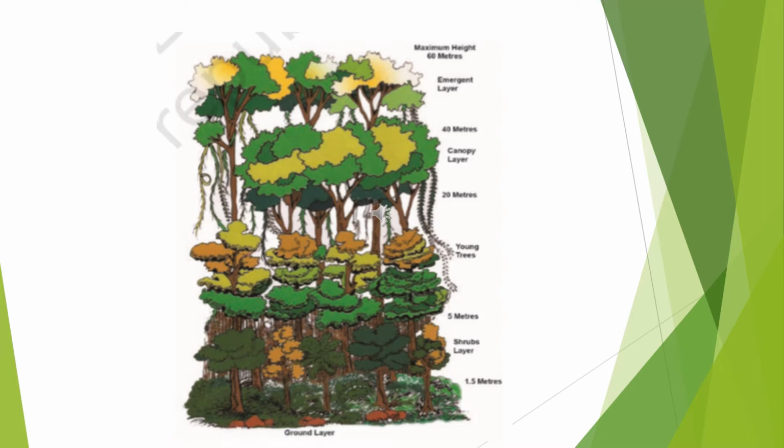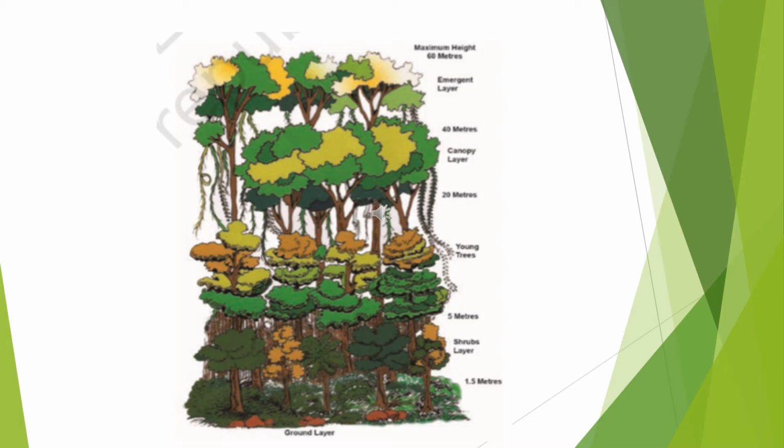After this, you can see the canopy layer. Now what is the canopy layer? In the rainforest, most plant and animal life is not found on the forest floor but in the leafy world known as the canopy. The canopy, which may be over 100 feet or 30 meters above the ground, is made up of the overlapping branches and leaves of rainforest trees.